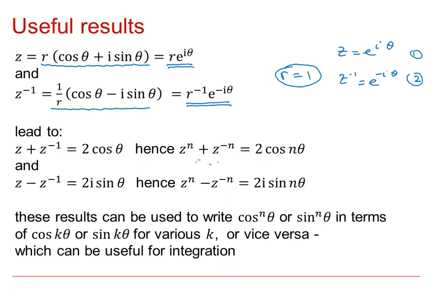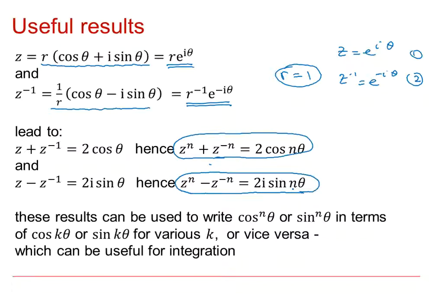So generalizing these two results, we can now say that 2 cos n theta is z to the n plus z to the minus n, and 2i sine n theta is z to the n minus z to the minus n. And it's well worth double checking and walking through those results for yourselves. So now we can write cos theta to the power n or sine theta to the power n in terms of multiple angles, cos k theta or sine k theta. And one of the important things to remember is that by doing this we can make integration much easier to perform.